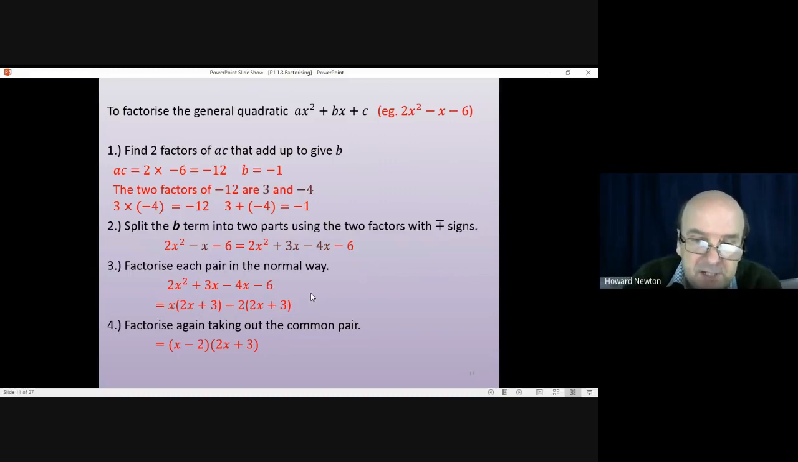You then factorize again, taking out the common pair. And the common pair is 2x plus 3. So we need x from here, and we need minus 2 from there. And if we multiplied that, we would get this.